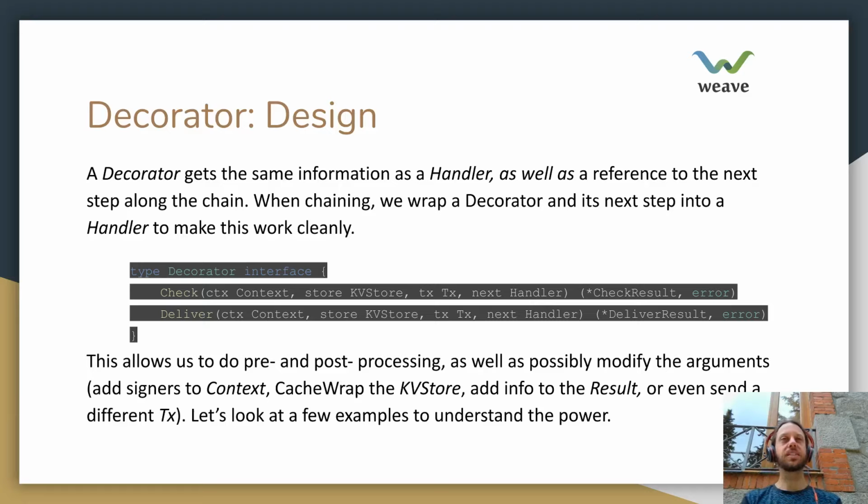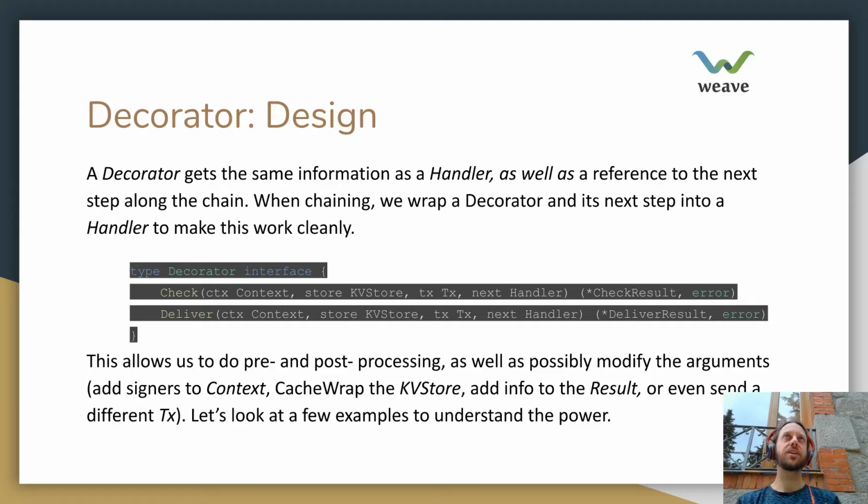The decorator, as you mentioned before, basically works the same as a handler, except it has a next argument. So it takes the same arguments, context, KV store, and checks, as well as a next step, which is another handler it calls into. The next handler may be another decorator.